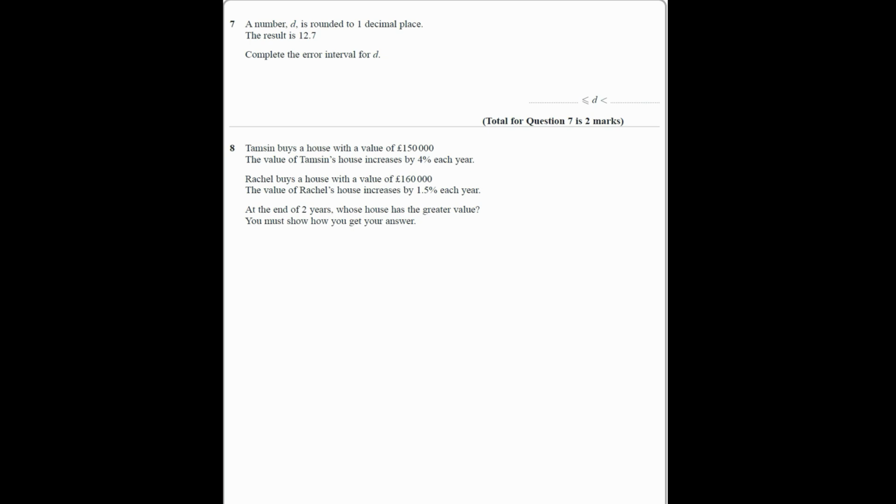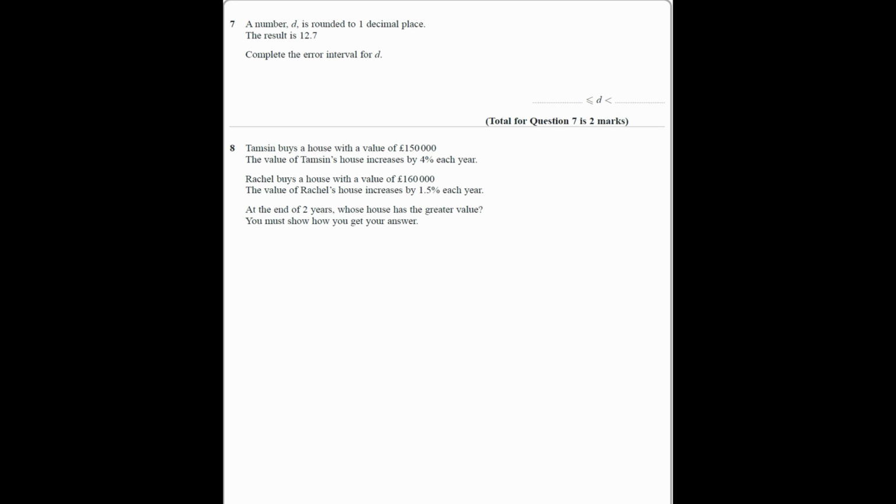Okay, let's start question number 7. A number d is rounded to one decimal place. The result is 12.7. Complete the error interval for d. Let's start the solution by steps. Step 1 is understanding rounding to one decimal place. When a number is rounded to one decimal place, it means the number could lie halfway between the closest two values that round to that decimal.